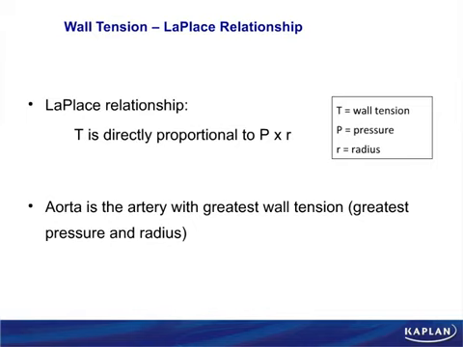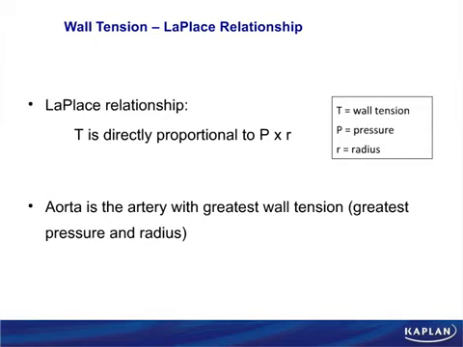Okay, the next concept that we need to think about for cardiovascular physiology and USMLE Step 1 is the idea of wall tension. Wall tension is defined by the law of Laplace. And the law of Laplace states that wall tension is directly proportional to the pressure times the radius. So wall tension equals pressure times radius. Now, the aorta is the artery with the greatest wall tension because it has the highest pressure and the biggest radius.